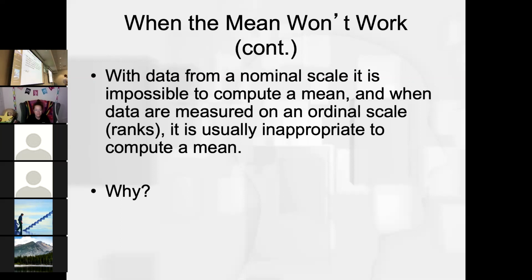And when you're using data on an ordinal scale, it's usually not appropriate. What's an ordinal scale? Yeah, exactly. So ordinal scale is just ordered ranks, right? Like you get with a race. It doesn't make sense to average those actual positions.